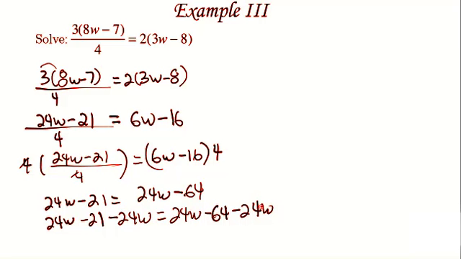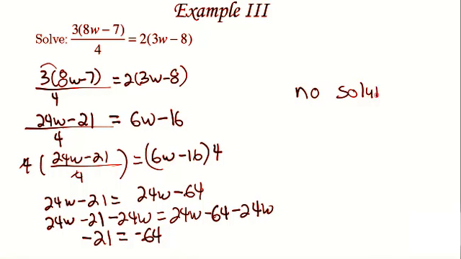Well, here's where something strange happens. If I look at this, I have 24w minus 24w, so that's going to cancel out. Fine, I have minus 21. But I look on the other side, and the variable cancels out there as well. 24w minus 24w, that cancels out. What this leaves me with is negative 21 equals negative 64, which is simply not true. So this is actually an equation for which there is no solution.